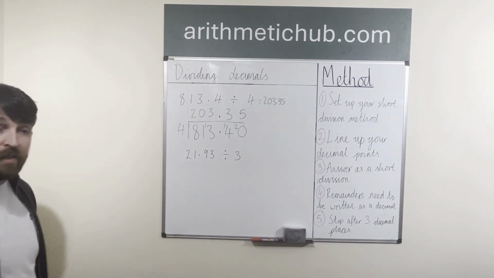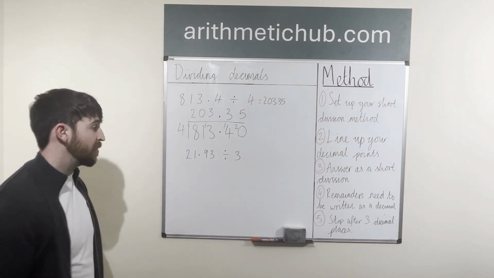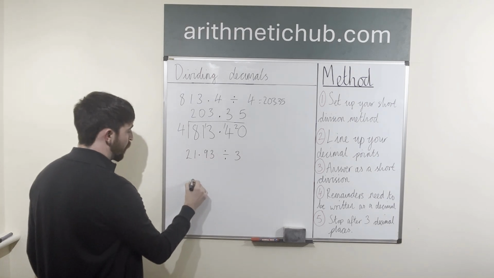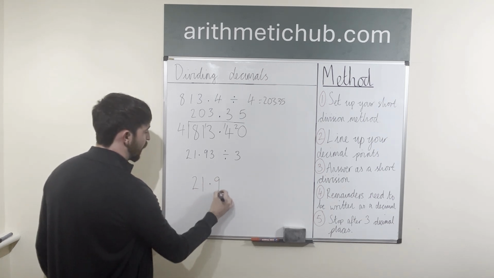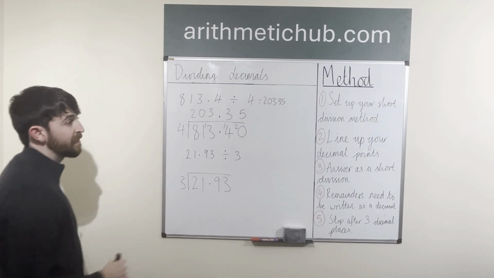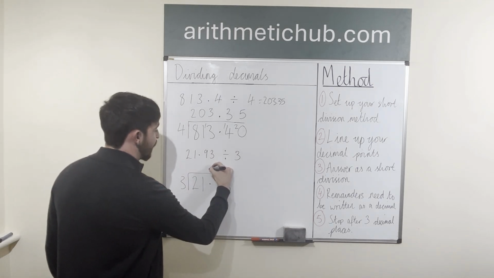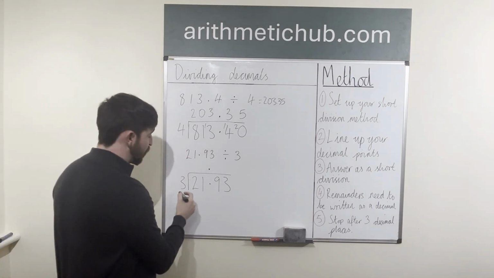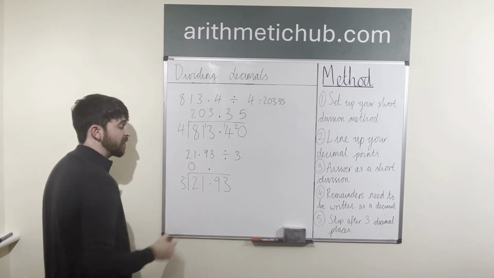Great, okay, let's have a little look at this next one. Okay, all we've done in this one is we've moved the decimal point slightly. So we've got 21.93. We're dividing it by 3. To set up our short division method, we've done that. Line up your decimal points, that's the next step, isn't it? So we line the decimal points like that. Answer it as a short division, okay? We can do that. How many times does 3 go into 2? It goes in 0 times.